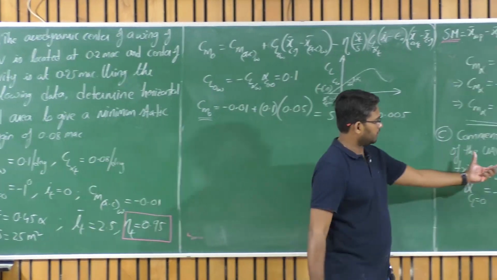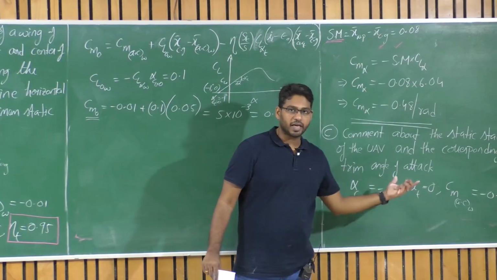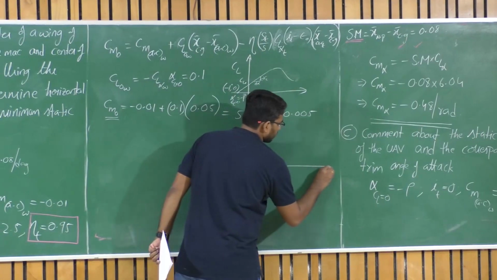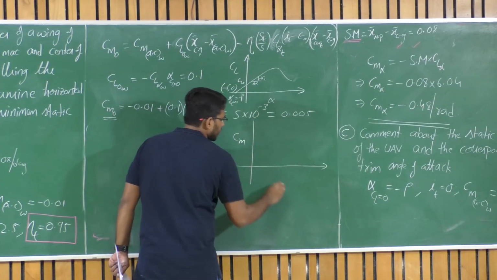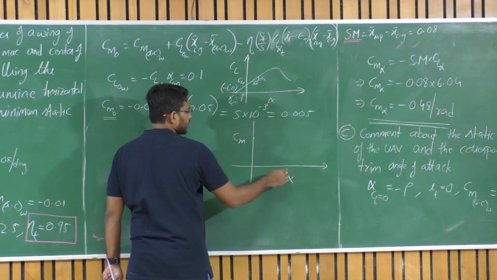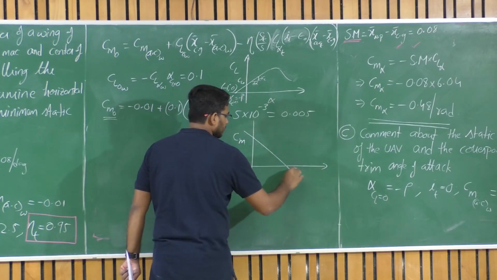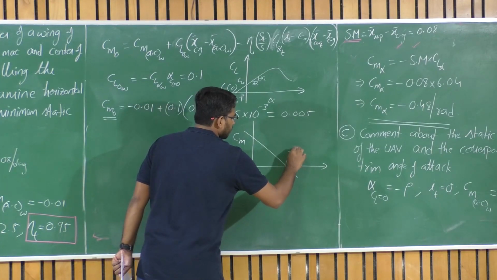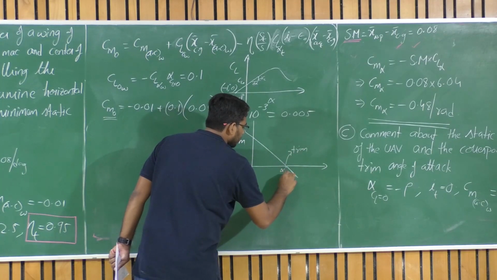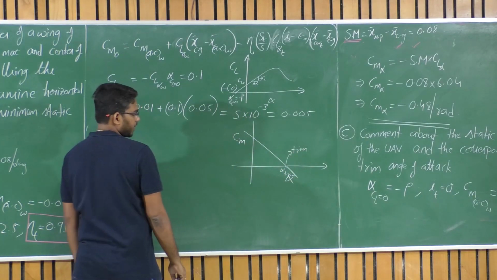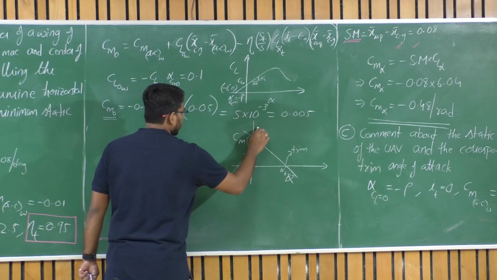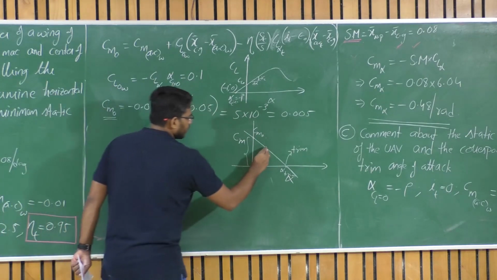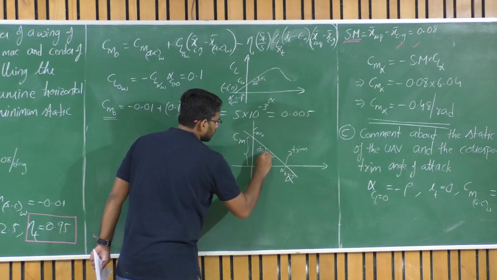We have another part, which is the corresponding trim angle of attack. Do you remember the plot of CM variation with alpha? CM naught has to be positive and CM alpha has to be negative, which makes this aircraft trim at a particular angle of attack called alpha trim. This value is CM at alpha 0, which is CM naught, and you have CM alpha, dCM upon d alpha.